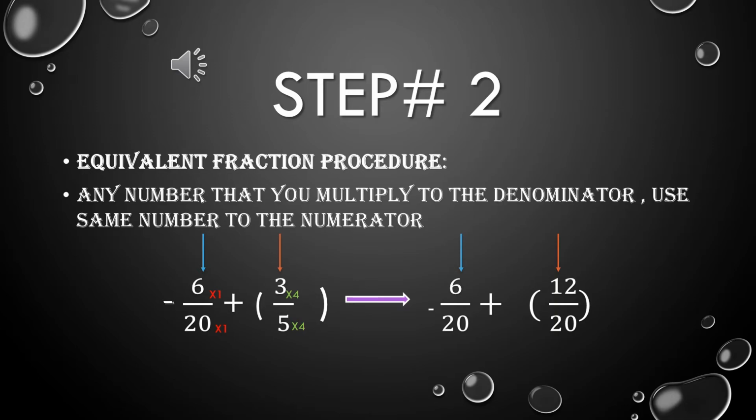And the second fraction, 5 times what gives me 20 times 4. The same thing. Whatever number I multiply to the denominator to make it 20, I have to multiply it to the numerator. If I change the denominator, I have to change the numerators too. So my new fractions will become negative 6/20 plus 12 over 20.